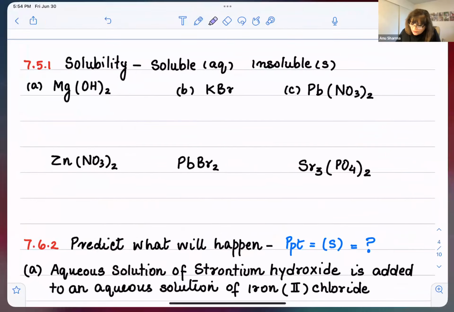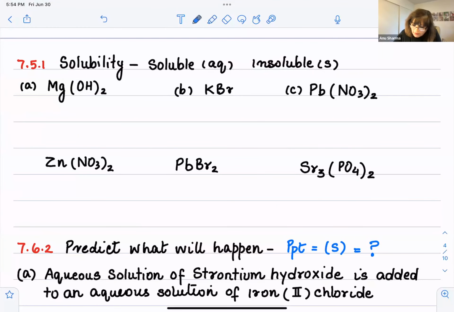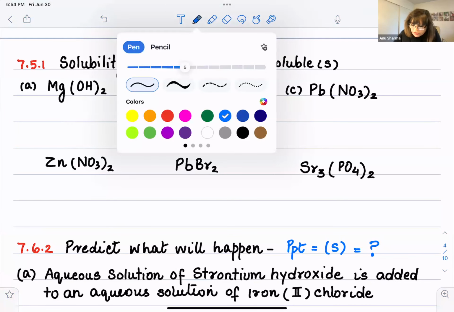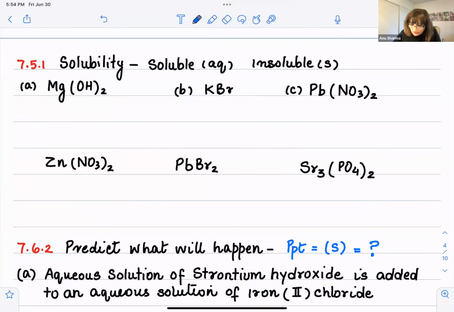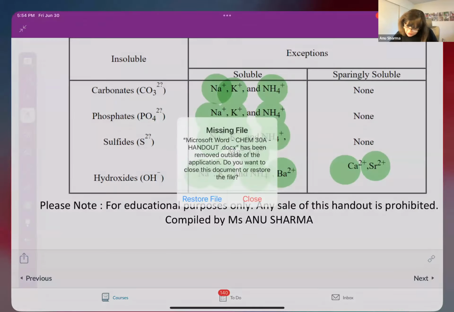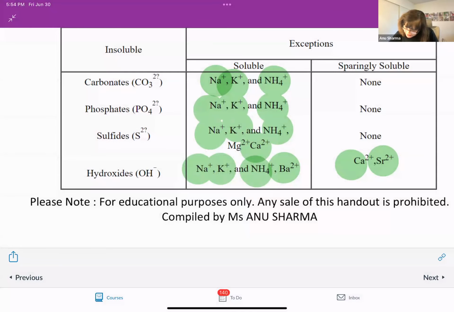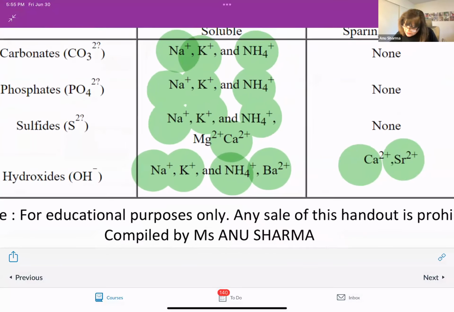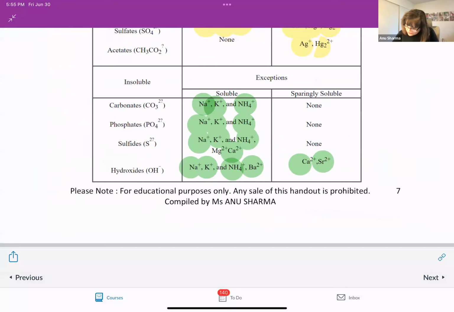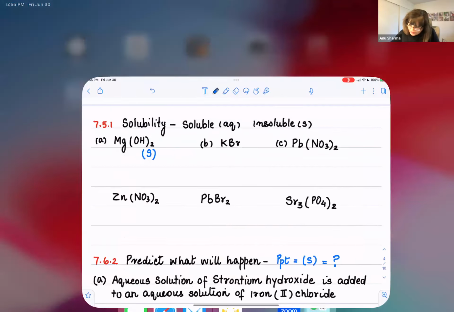Okay, now let's look at the solubility of magnesium hydroxide. Is it soluble or not? Based on that table, all hydroxides are insoluble, except... one second, what's the magnesium hydroxide? Yeah, magnesium hydroxide is not here, right? So that's why it is insoluble. Just refer to this table and you will get the answer.